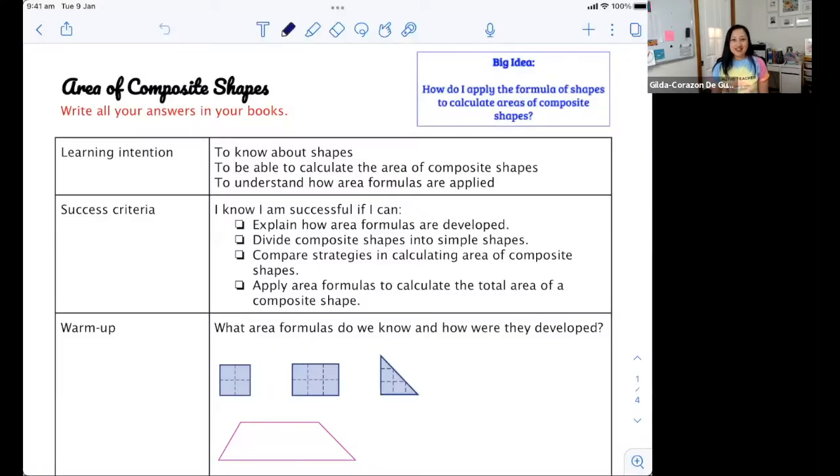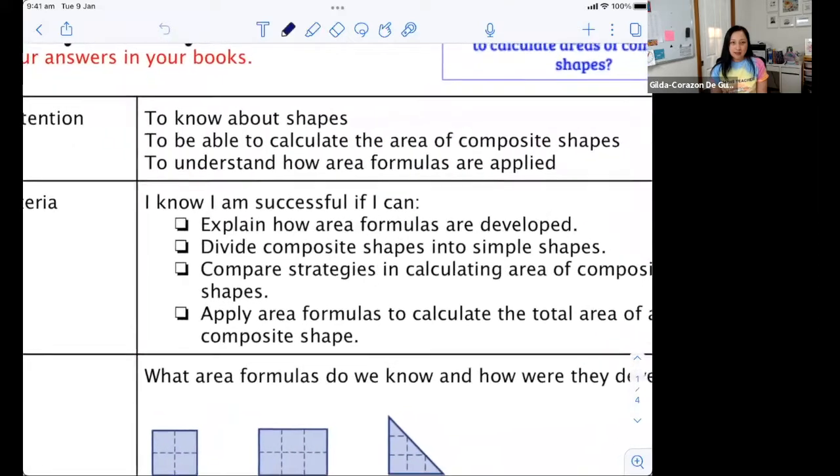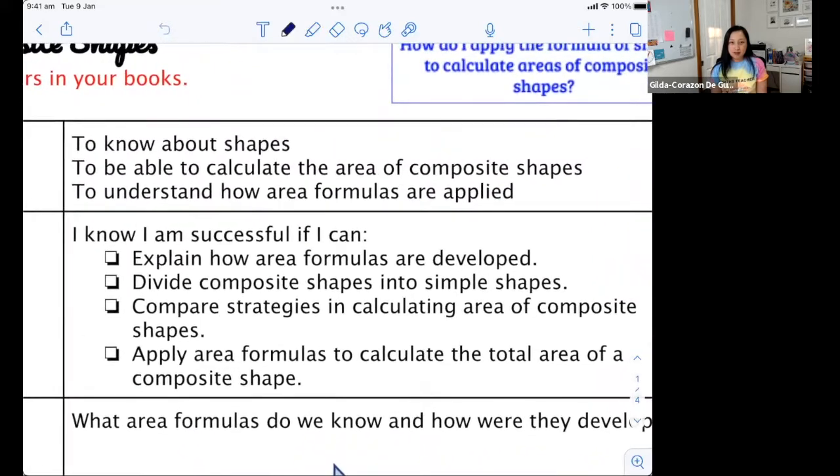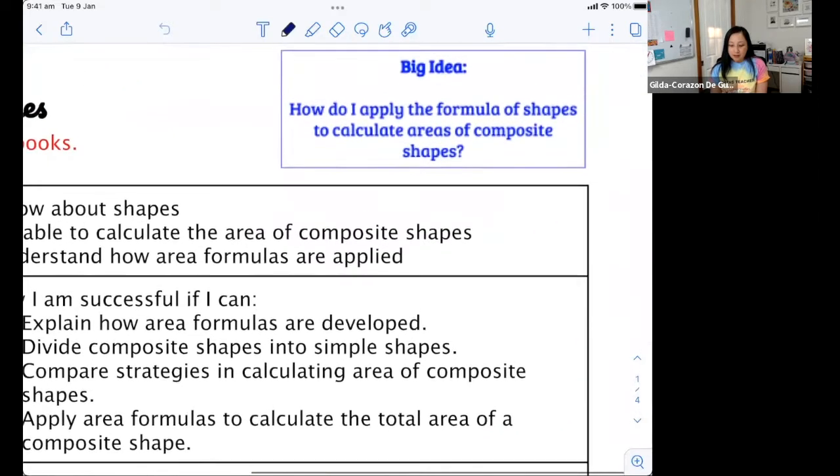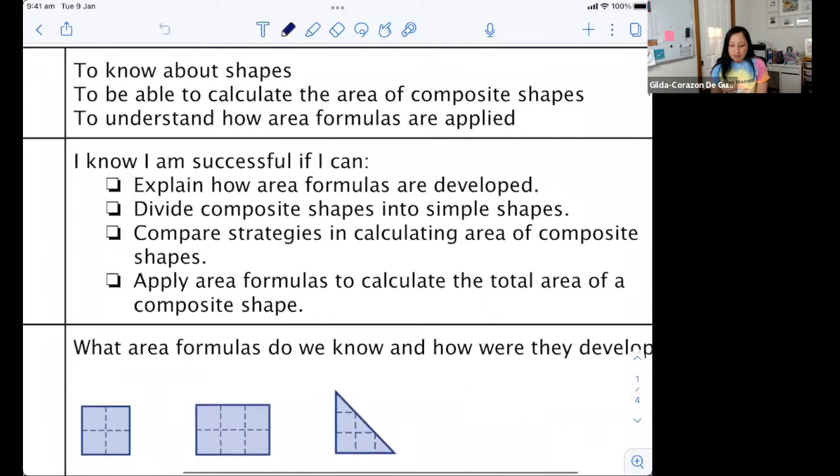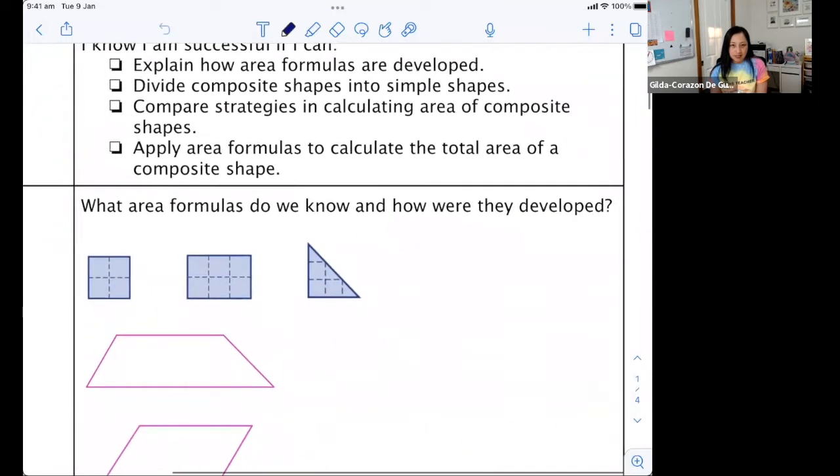Hi everyone, so today we will be talking about areas of composite shapes. If you look at our learning intention here, it says that we want to know about shapes, we want to calculate area of composite shapes, and hopefully we'll be able to understand how area formulas are applied today.